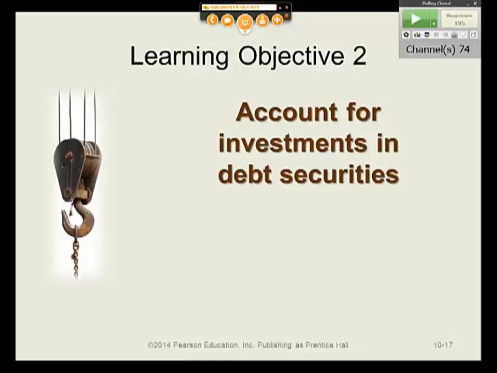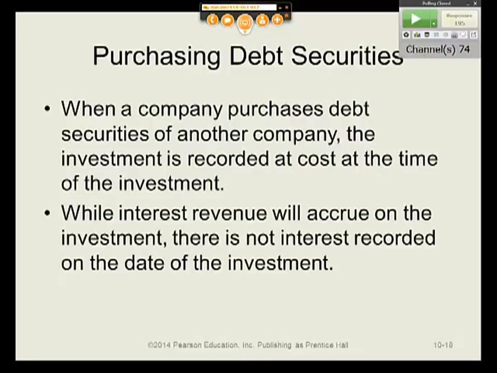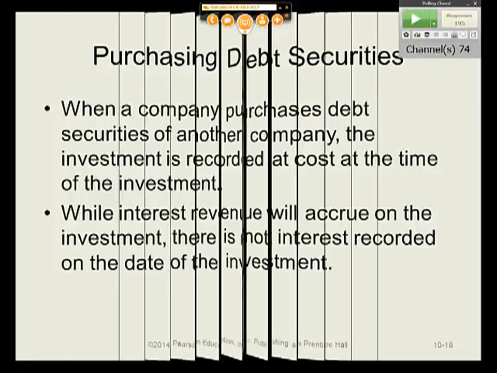So debt securities could be classified either as trading, held to maturity, or available for sale. Now remember, you might say, well, I thought available for sale was debt only. Correct, but the other two categories could include both. Like any other asset, you record the debt at cost, and interest revenue will accrue. And let's remember, and I had these questions during office hours about notes receivable also, interest will accrue with the passage of time, not on the date that you make the investment.